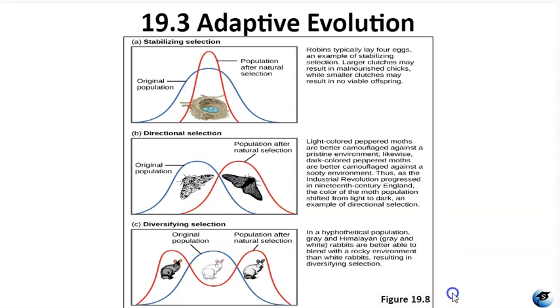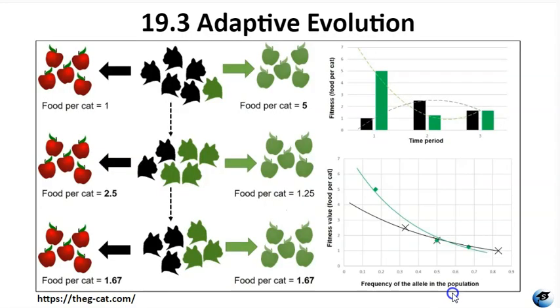These charts also help to illustrate the fact that natural selection acts on individuals to affect change in a population. Individuals do not evolve, populations evolve. This figure shows a hypothetical example of frequency-dependent selection. So the color of the cat indicates both their genotype and their food source. Black cats eat red apples, green cats eat green apples. I know it's kind of silly, but stick with me.